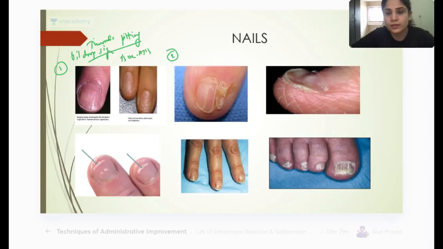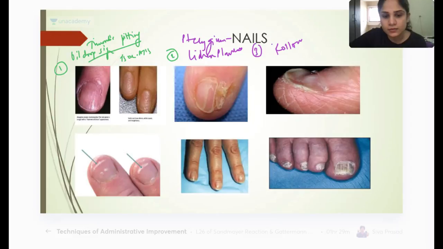Number two, what are you seeing over here? A wing-like appearance of the nail. What is this called? Very good, Yash. This is called pterygium. Pterygium is seen in lichen planus. Excellent. Here you can see the nail is spoon-shaped. Very good. So it is called koilonychia. Koilonychia, horrible handwriting, please give me one second to correct it. Koilonychia is seen in iron deficiency anemia. Absolutely correct.